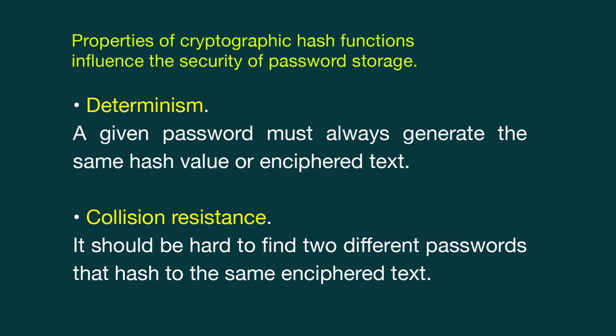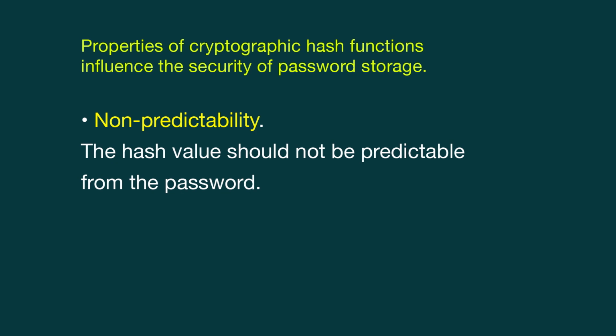Determinism. A given password must always generate the same hash value or enciphered text. Collision resistance. It should be hard to find two different passwords that hash to the same enciphered text. Non-predictability. The hash value should not be predictable from the password. Cryptographic hashes take the plain text password and turn it into enciphered text for storage. Attackers who access your database are forced to decipher those hash values if they want to exploit them. In other words, hashes slow down attackers.